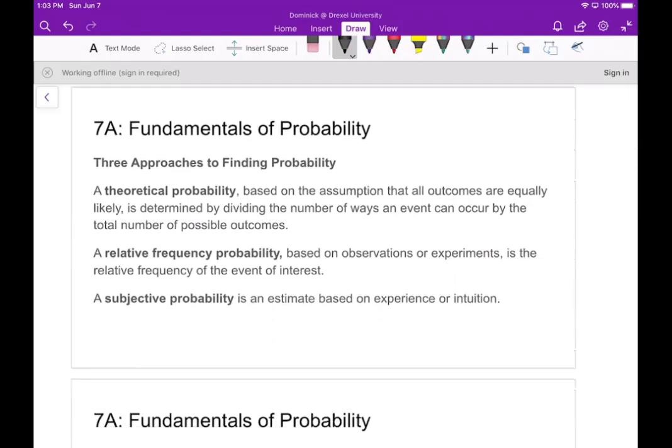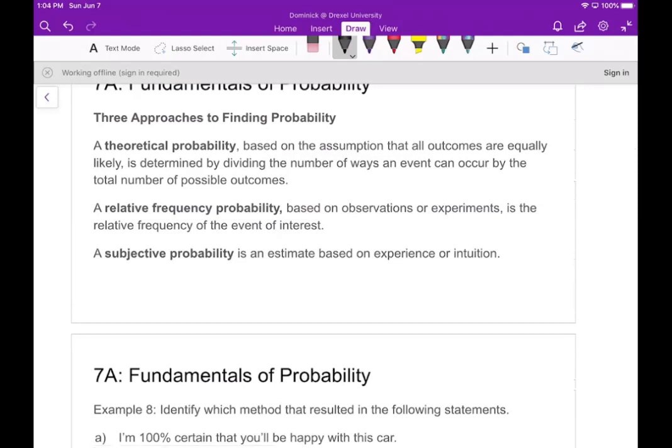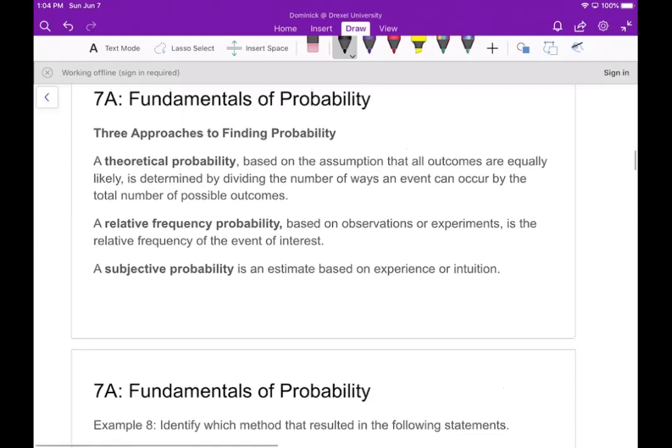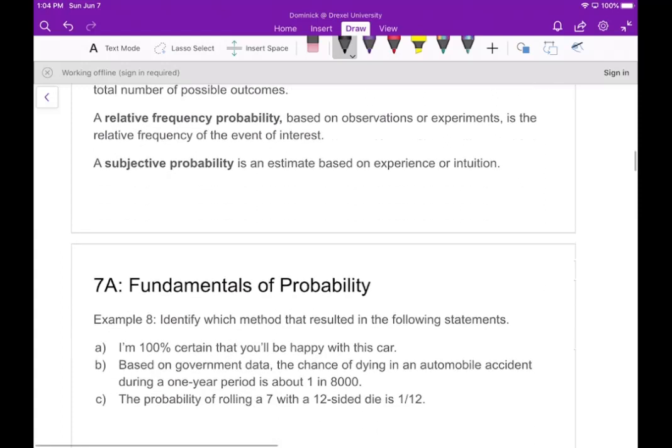Okay, so just to summarize, theoretical probability would be based on the assumption that all outcomes are equally likely, and it's determined by dividing the number of ways that an event can occur by the total number of possible outcomes. A relative frequency probability is based on some sort of observation or experiment and is the relative frequency of the event that we're interested in. And then, of course, the subjective probability is an estimate that's based on experience or intuition.